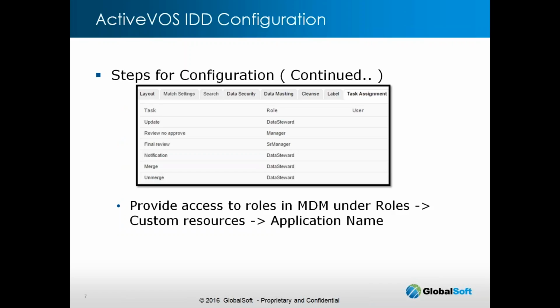So we have three roles: data steward, manager and senior manager, which are supported by the default workflow engine. A data steward can perform update, notifications, merge and unmerge, whereas a manager can do a review and a senior manager can do a final review. We need to configure it accordingly as mentioned in the slide. Once this is done and we have redeployed the IDD application, we need to go to the MDM hub console and, under the roles custom resource, provide access on the roles for the task types.